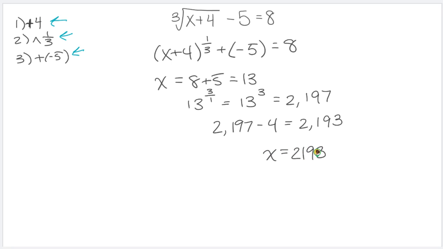2,193. And we can always double check our answer by substituting that value back into our equation for x and seeing that that mathematical statement is true.